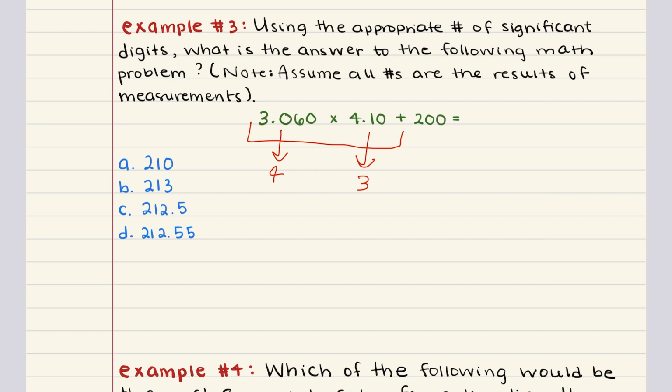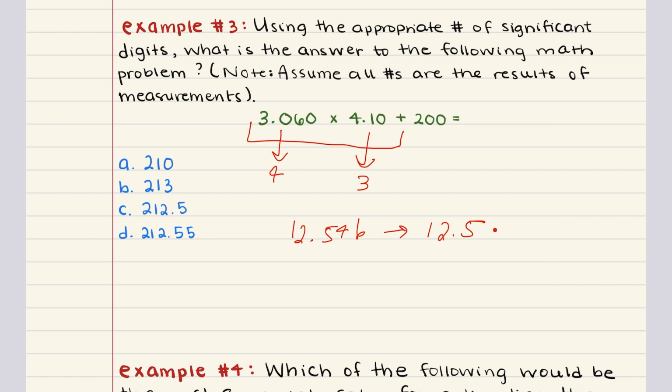Now, when you're multiplying or dividing numbers, the result must be rounded to the same number of significant digits as the factor with the fewest significant digits. Since 4.10 has 3 significant digits, our result will also be rounded to 3 significant digits. So when we perform this multiplication, we're going to get 12.546, and we want to round this to 3 significant digits, which gets us 12.5. Now we can move to the addition.